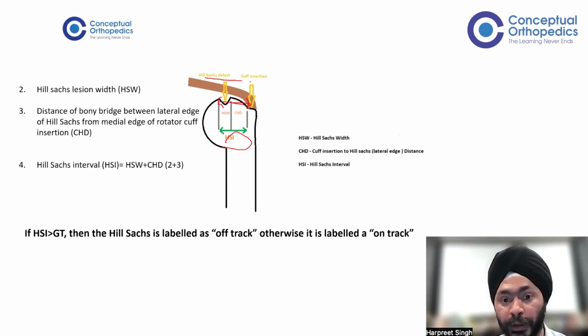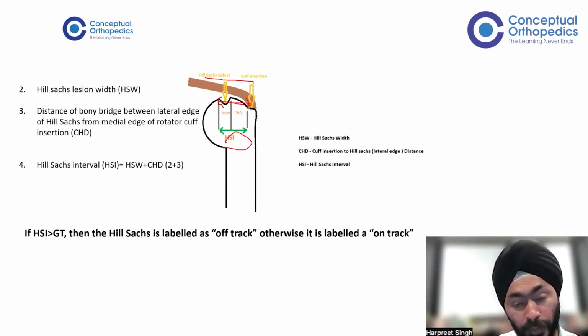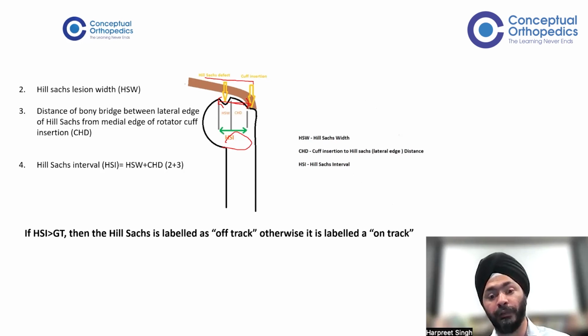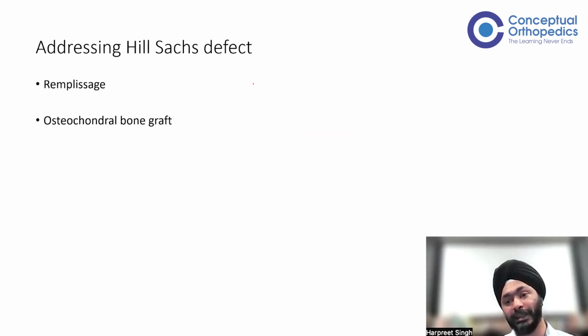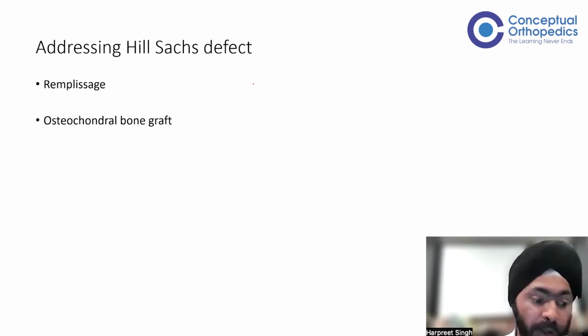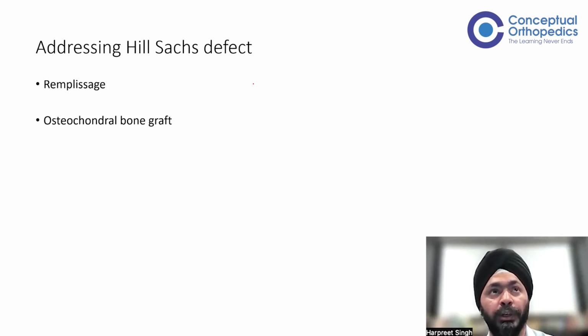Now, if the glenoid track which you calculated is more than the Hill-Sachs interval, that means the Hill-Sachs is covered by the glenoid track, and it's an on-track lesion. If the Hill-Sachs interval is more than the glenoid track, it's an off-track lesion. Only the off-track lesions need to be dealt with. On-track lesions are good lesions, you don't need to deal with them. So this is just a way of predicting pre-operatively whether you will need to deal with your Hill-Sachs lesion intraoperatively or not.